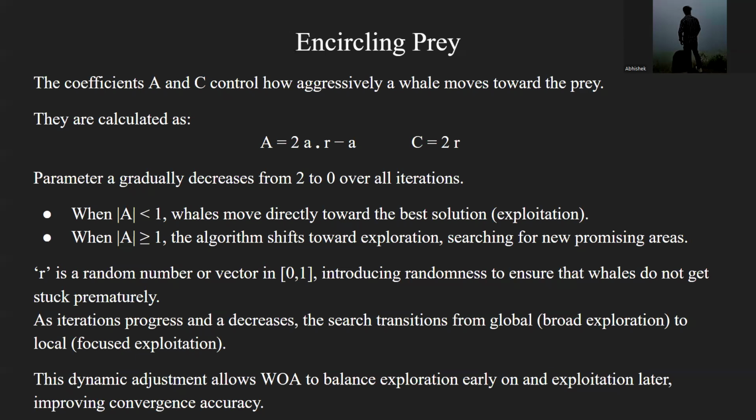Next, the coefficients A and C are the controlling forces of the algorithm. They decide whether a whale should move closer to the prey or move away to explore. They are defined as A is equal to 2 times a times r minus a, and C is equal to 2 times r. The variable a starts at 2 and decreases to 0 over the iterations. This gradual decay ensures a natural transition from exploration to exploitation. Where the absolute value of A is less than 1, whales focus on exploitation, directly moving towards the prey. When the absolute value of A is greater than 1, whales perform exploration by searching new areas. This continuous rebalancing prevents the algorithm from getting trapped in local minima early on while still enabling fine-tuned optimization later.